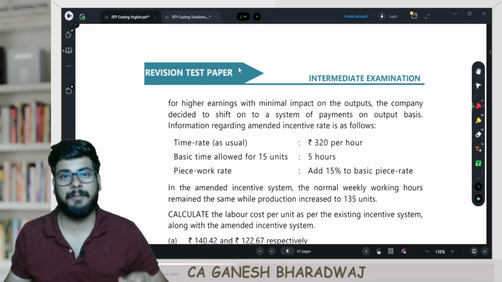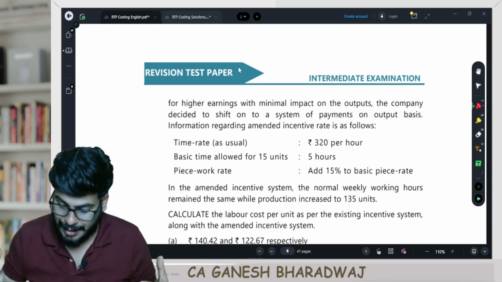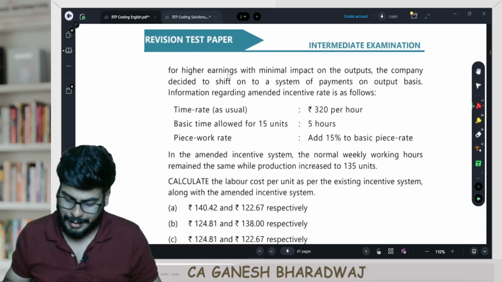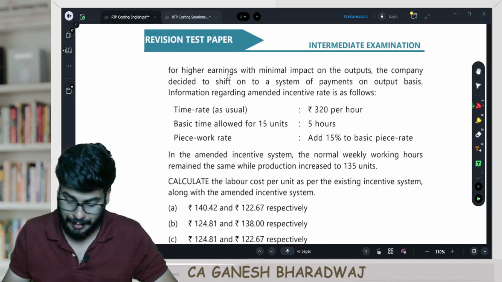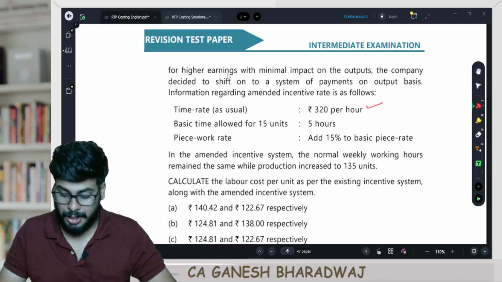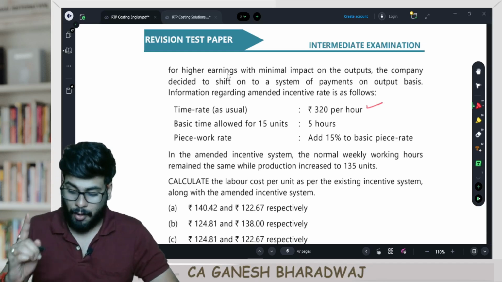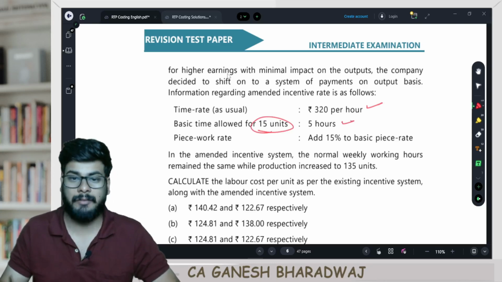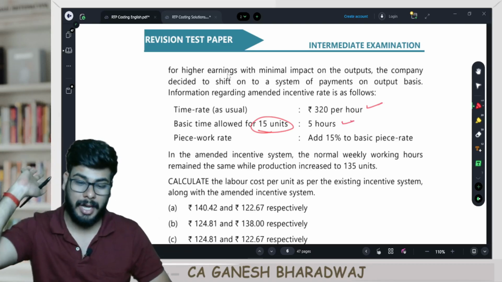So now the company is planning to come up with a particular incentive system that is linked to the output. Information regarding the amended incentive system rate is given as follows. Time rate, as usual, per hour, the company is willing to pay how much? 320, but now they have included one more rider here. Basic time allowed for 15 units is 5 hours, which means, to produce 15 units, you are allowed to take how many hours in total?